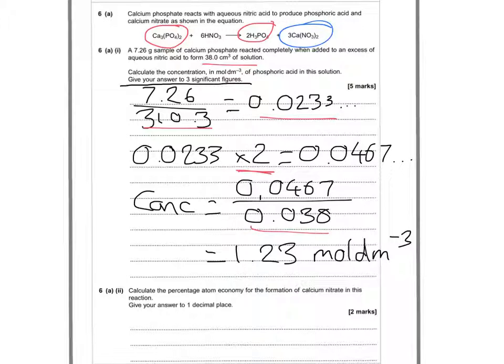So you want to work out the MR of calcium nitrate, times it by 3. So it should be 492.3 divided by the total MR of all the reactants, including that 6 in front of the HNO3. The total there should be 688.3. Times 100, that gives you 71.5%.